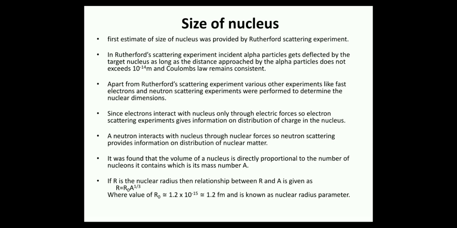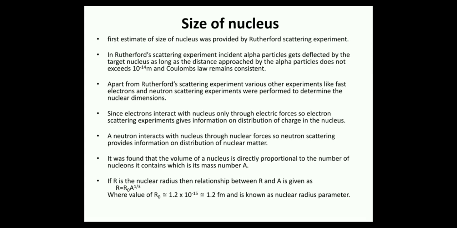Size of nucleus. The first estimate of the size of the nucleus was provided by the Rutherford scattering experiment. This scattering experiment we have already discussed. In the Rutherford scattering experiment, incident alpha particles get deflected by the target nucleus as long as the distance of approach of the alpha particle does not exceed 10 raised to the power minus 14 m, and Coulomb's law remains consistent.